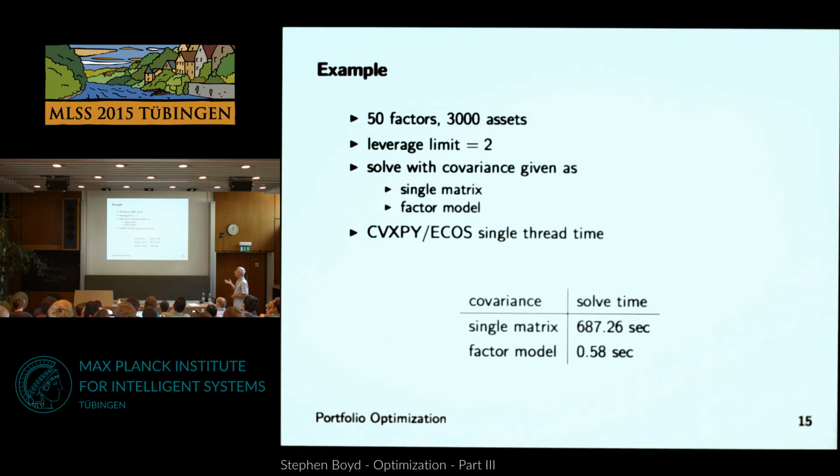But basically, on a single thread, a little tiny solver, this might take 10 minutes to solve that problem. And if you have a factor model, it's down to half a second, right? Just to point this out. And this is a secondary thing. The level 0 idea is convex. We can solve it, okay?